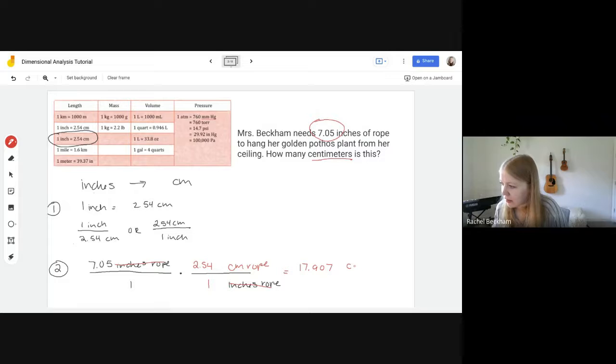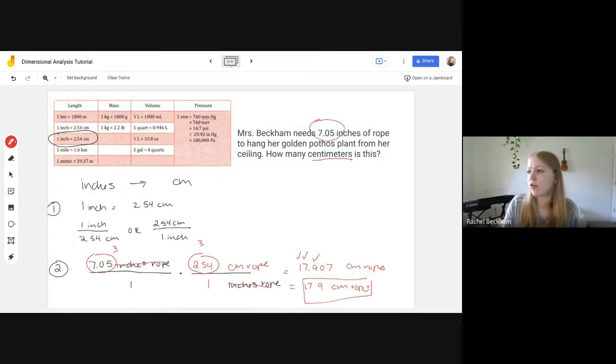17.907 centimeters. And I'm going to round that off. You can see that right here I have 3 digits, 3 significant digits. And right here I have 3 significant digits. And then the 1s don't count because they are exact numbers. And so I need to round this off to 3 significant digits. So that's 1, 2, 3. So I'm just going to keep the 17.9 centimeters of rope to be my final answer.